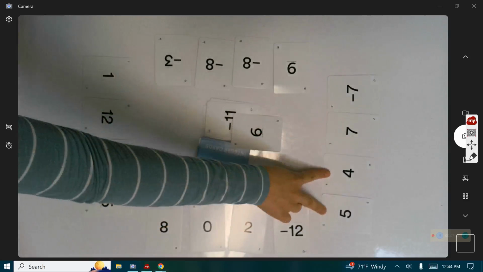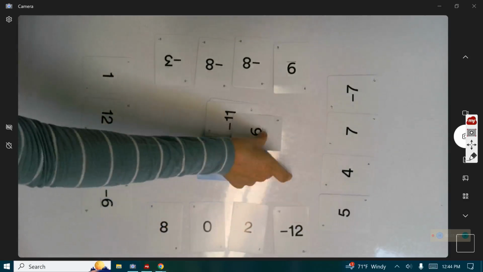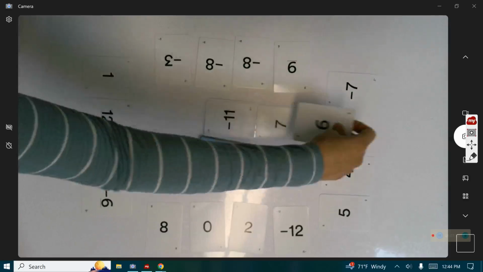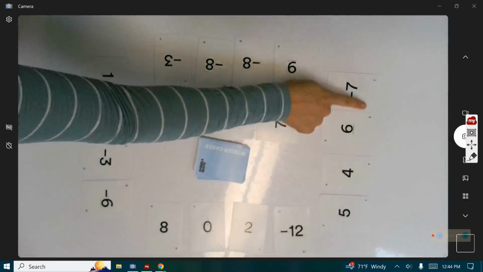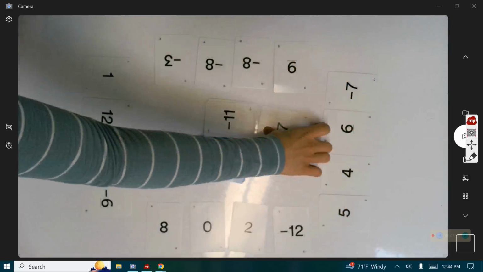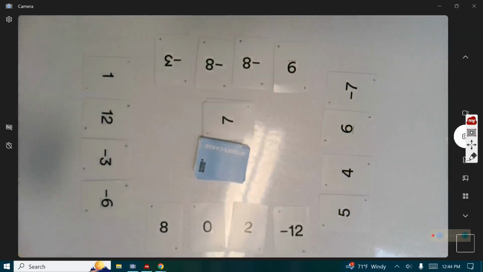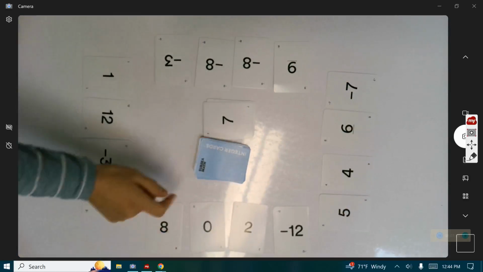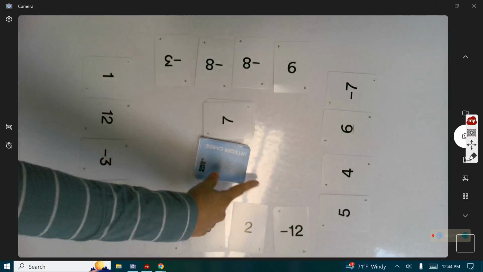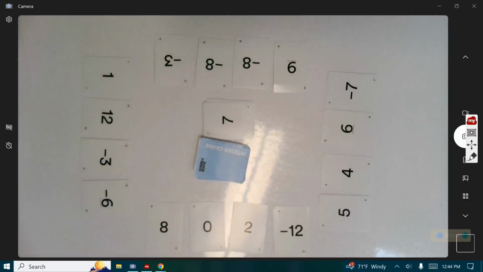Right now they have 9 showing. If we swap out this 7 with a 6, this would be negative 1 plus 9, which is 8. So they're getting closer to 0. We can draw a 7, or we can draw off the top. Right now this person has negative 2.